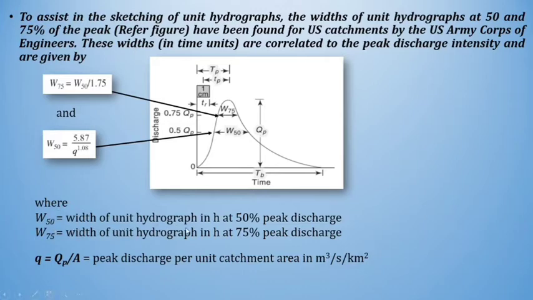Where W50 is the width of the unit hydrograph in hours at 50% peak discharge, and W75 is the width of the unit hydrograph in hours at 75% of the peak discharge, where this small q is equal to Q_p divided by A. So this is peak discharge per unit area. Which area? This is the peak discharge per unit catchment area in meter cube per second per kilometer square. If you know the catchment area, you can easily find out the value of small q.